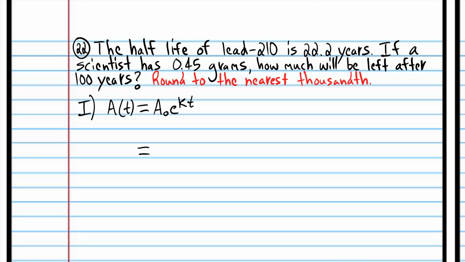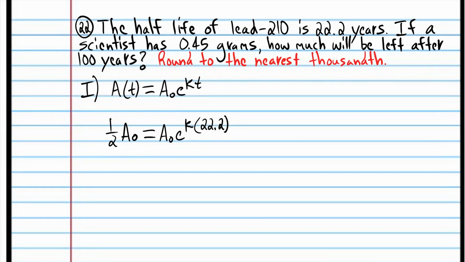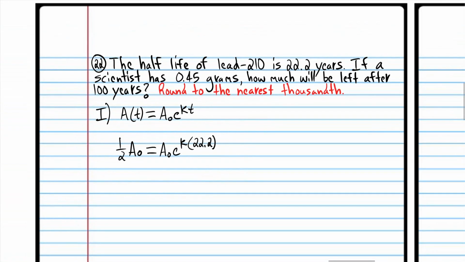So if the half-life of lead-210 is 22.2 years, then what that means is if you start with A0 grams of the material, then you'll have 1/2 of A0 after a certain period of time. And that time we're actually given is the half-life. It's 22.2 years. So this information comes from this simple statement here.